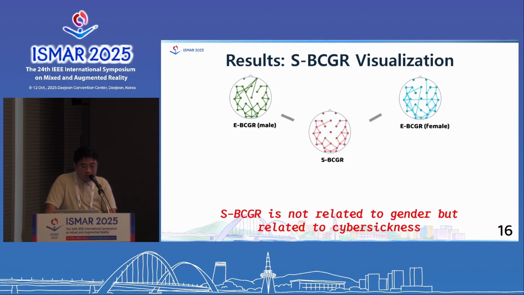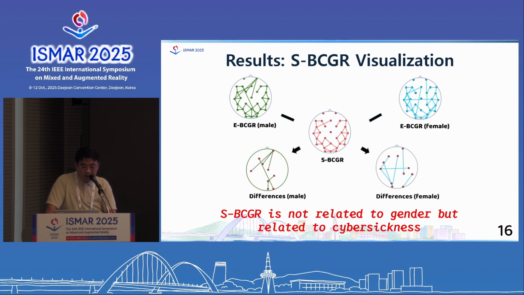Our visualization of results shows the gender-specific eBCGRs together with the sBCGR generated by SDA and their differences. The results indicate that our proposed SDA effectively filters the individual-specific features and extracts consistent connectivity patterns related to cybersickness. Connections less relevant to cybersickness, such as those in the frontal lobe, are excluded, while connections in the sensorimotor and vision regions are preserved.